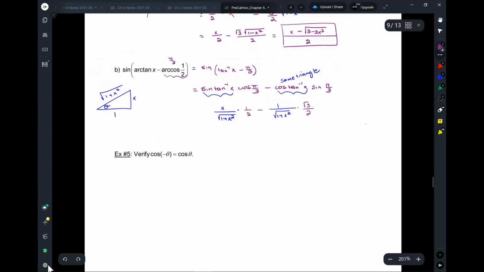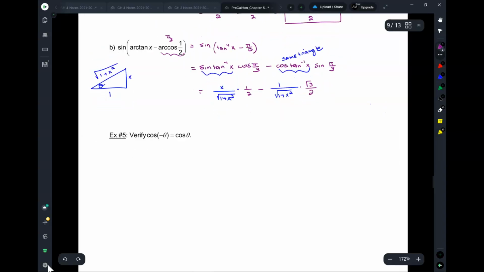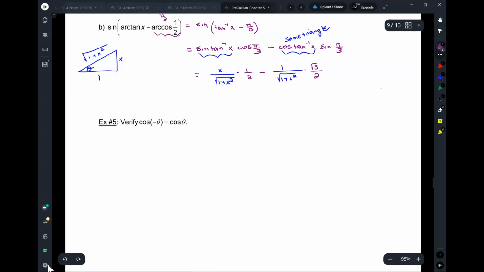Okay, so what do we have now? Do we have the same denominator again for both of them? We do. And that denominator is 2 root 1 plus x squared, sorry.